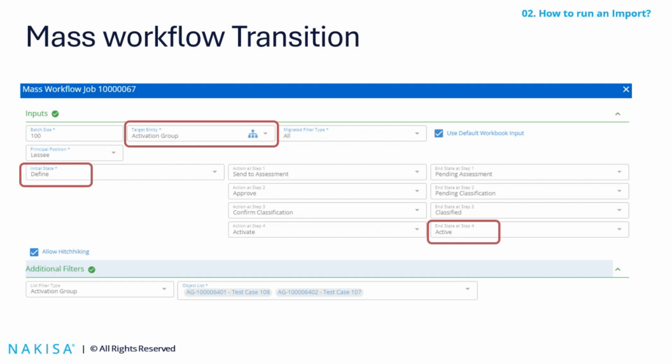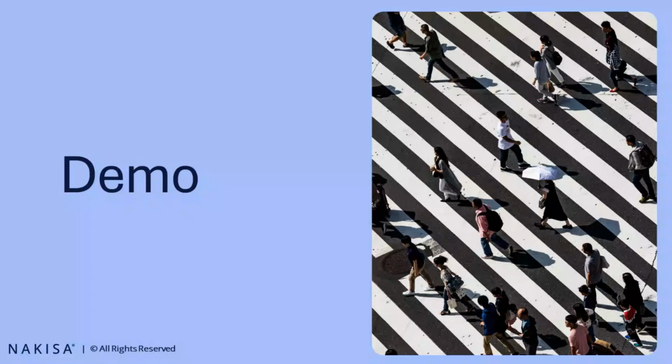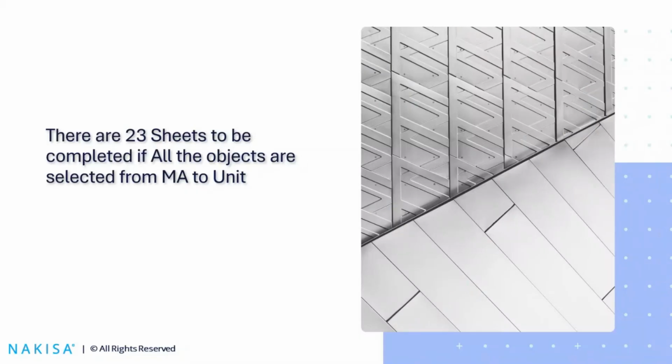That's how the mass workflow transition also works for the remaining objects that we had seen before, which are the master agreement, the contract, and the lease component. Populating data in the workbook or the sheets that we have, I can show an example of the UI itself. Before that, I'd like to mention if you're selecting all the objects, as I mentioned before, there are 23 sheets that need to be completed. So there are quite a few sheets. So we want to make sure that information entered is accurate and we don't have any errors once we import it.